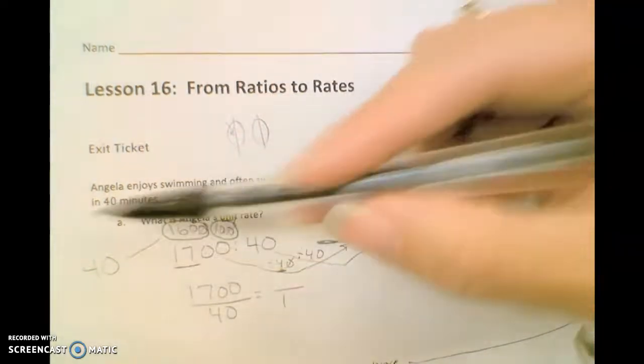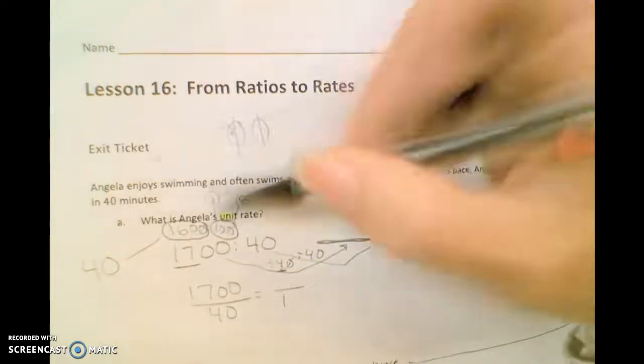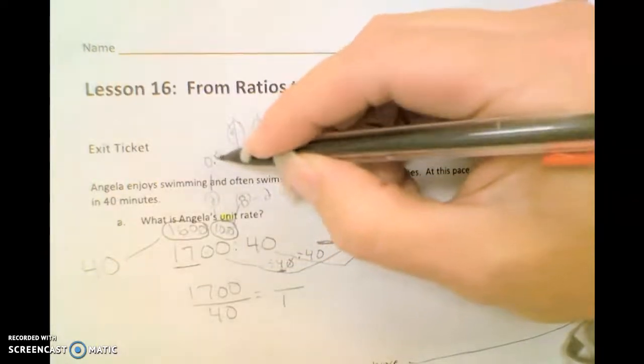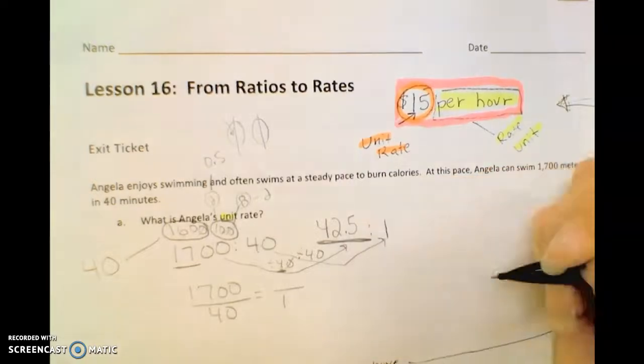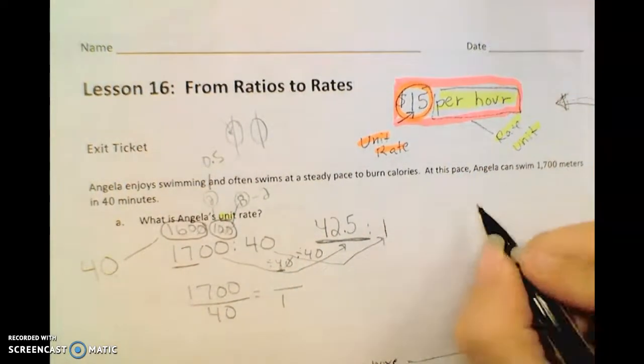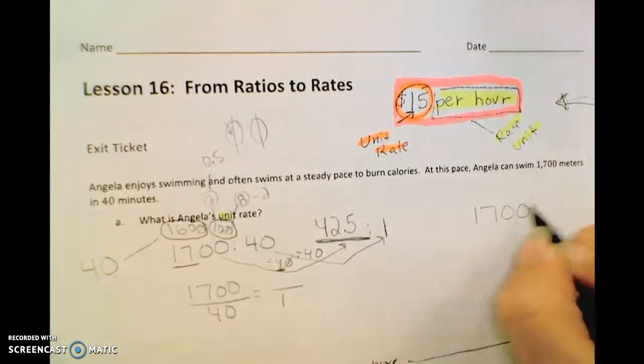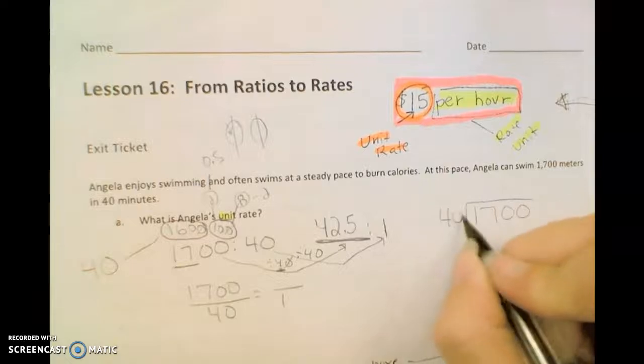So I think my answer is 42 and a half. So I'm going to go 42.5. If you don't like that method, you can always do 1,700 divided by 40.